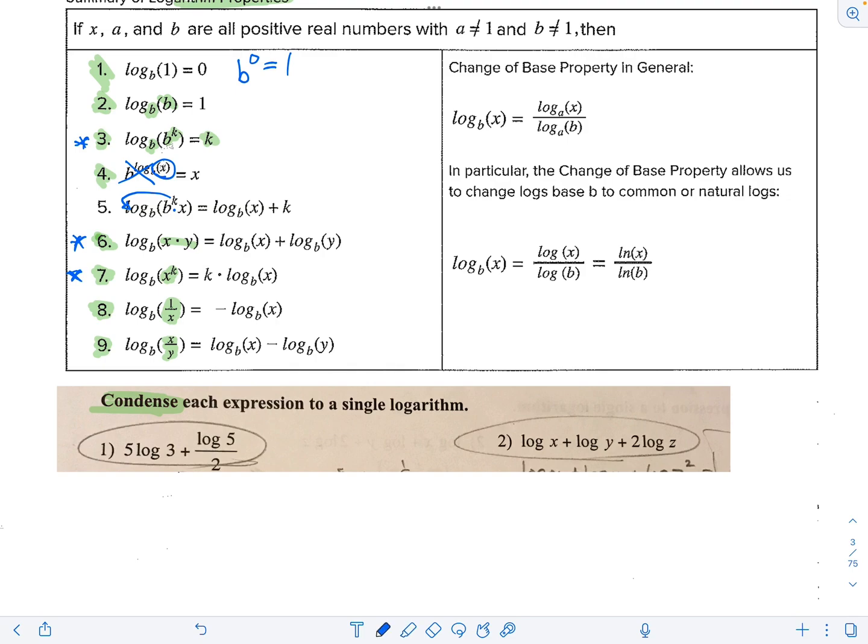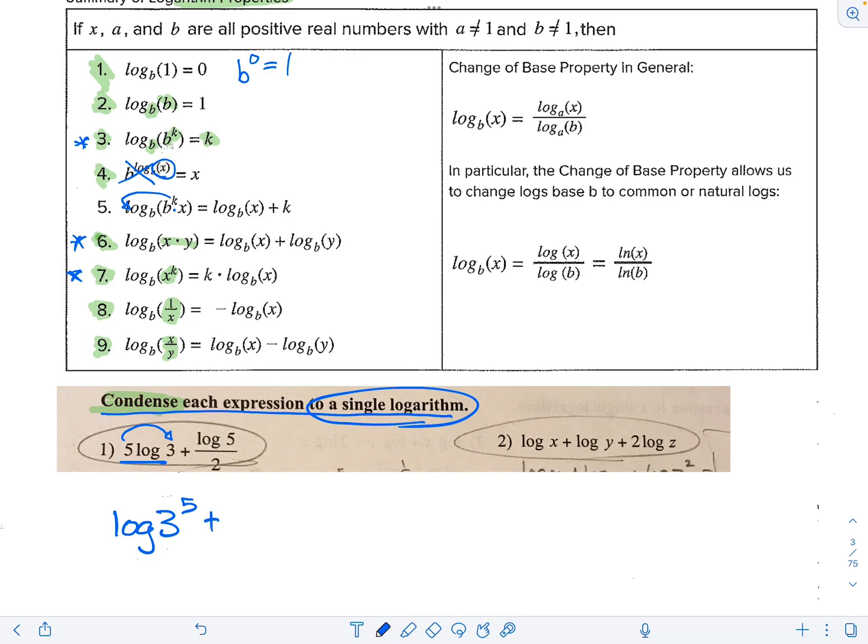This is a standard direction: condense each expression to a single logarithm. 5 log 3 plus log 5 over 2. I'm going to deal with this first expression first. This 5, whenever you see it in front of a log, it can go as the exponent because that's using the reverse power property. That's going to be log of 3 to the 5th.